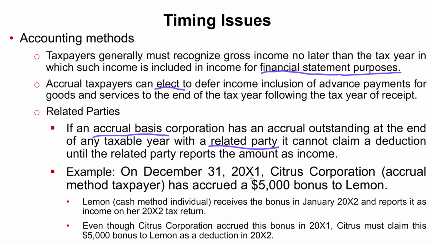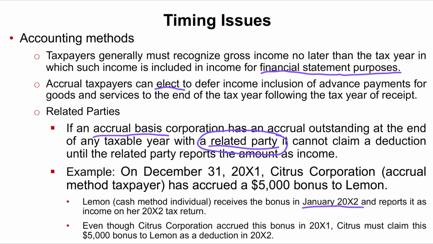So here is a specific example. On December 31st of 20X1, think of it as year one, Citrus Corporation, which is an accrual method taxpayer, has accrued a $5,000 bonus to Lemon. Now, let's say Lemon is an individual, cash method individual, that's also a related party. How might Lemon be related? Maybe Lemon is a 60% owner of the corporation. So this $5,000 bonus, because let's say Lemon is both a shareholder and employee, Lemon receives this in January of 20X2.